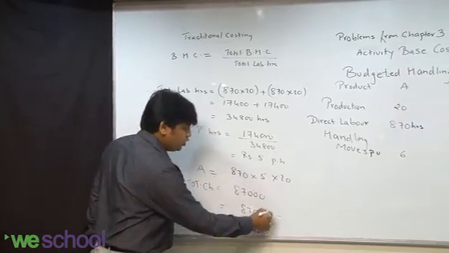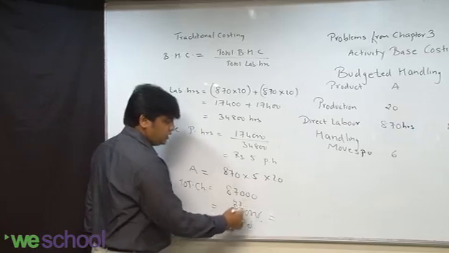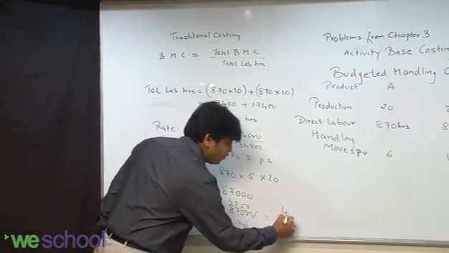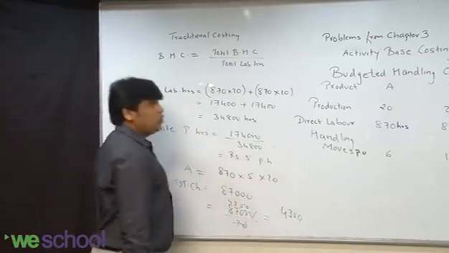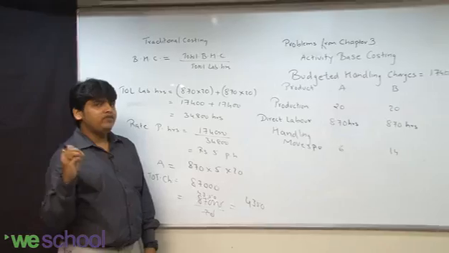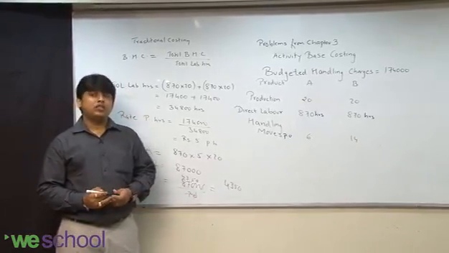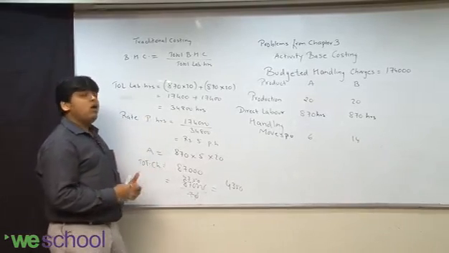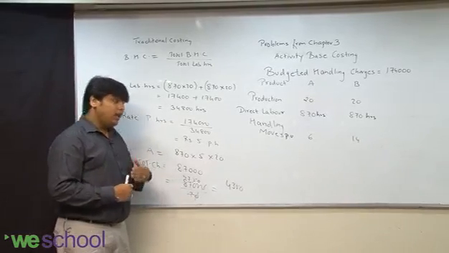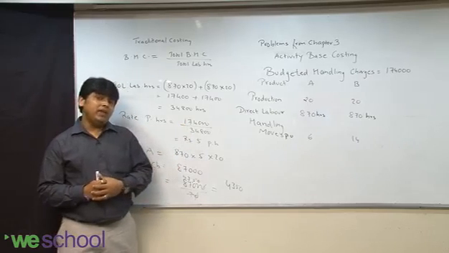So the 0, 0 is cancelled, 2 4s are, 2 3s are 6, 2 5s are. So the answer is 4350. So what is the per unit handling charge? 4350. This is as per the traditional costing method. Per unit cost will be 4350. Now the same sum I will be doing with activity based costing.